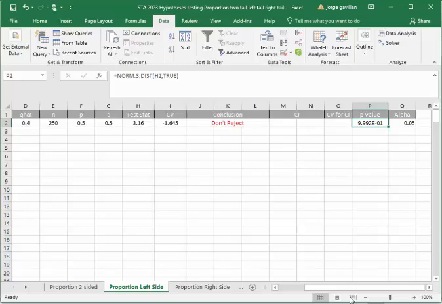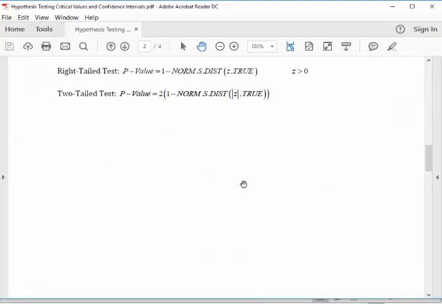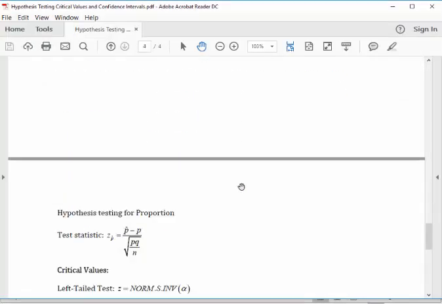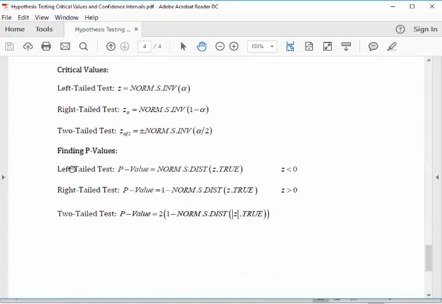The p-value for a left-sided test, if we look at our handout, saying p-value, right tail test, is 1 minus NORM.S.DIST.